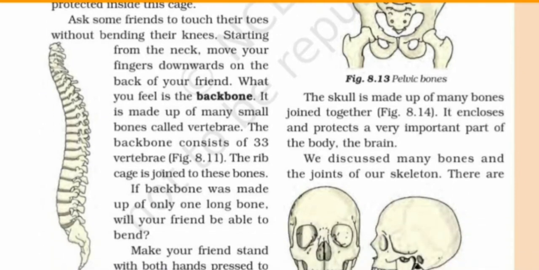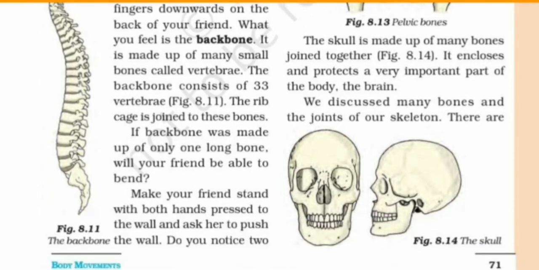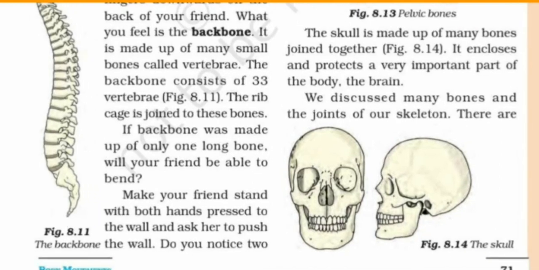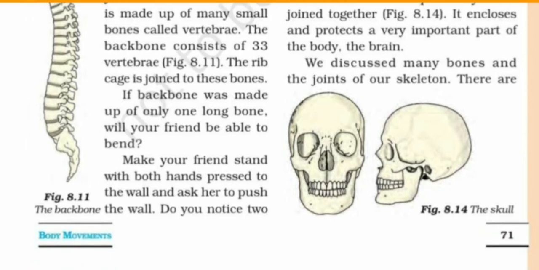The skull is another main part of the skeleton. The important part is the skull. The skull is the bony framework of the head. It protects the brain. It is the main part of the body. So the brain is covered by the skull. You can see here, it encloses and protects a very important part, that is the brain.